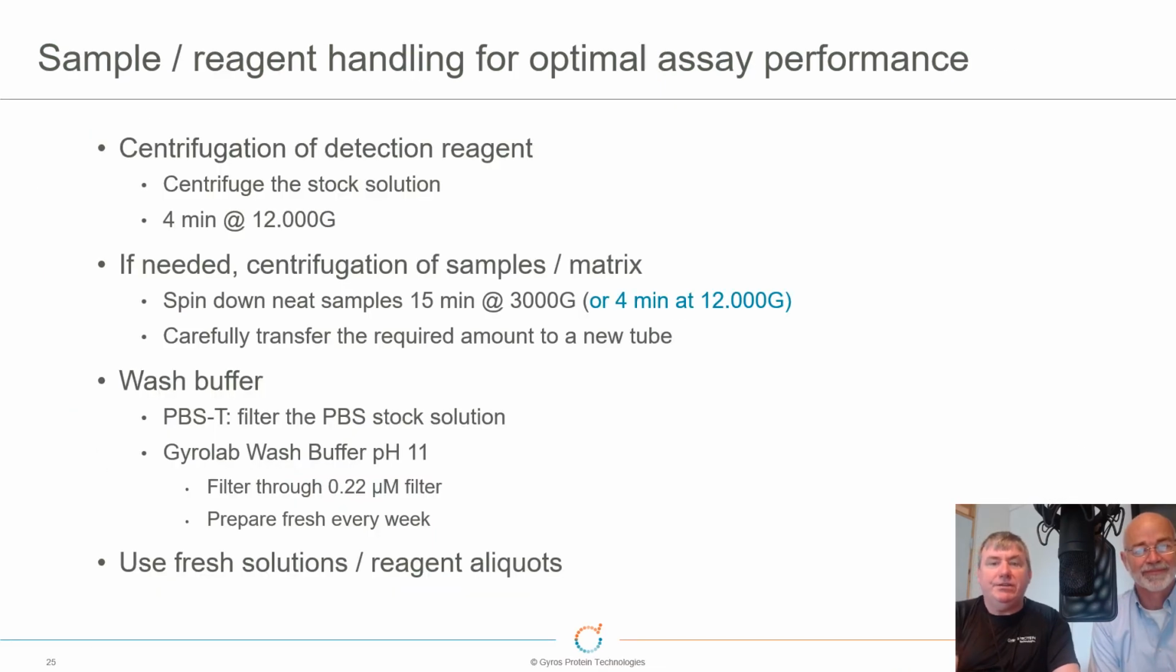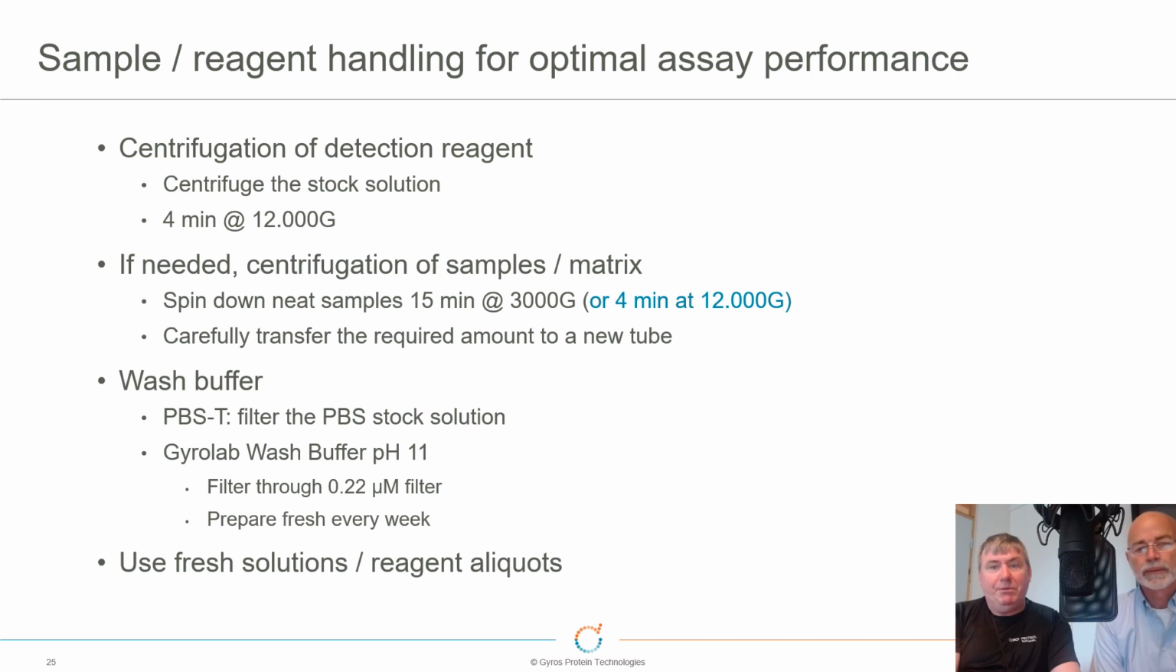So I think the key to good assay performance is to actually handle the samples and reagents in the right way. Spinning the detection reagent is a commonly resolved issue, and this is very important. Also, centrifugation of samples, and we find this particularly when people are thawing samples from the freezer. The freeze-thaw process can cause precipitation of proteins, etc. So vortexing, mixing samples, and also centrifuging can really help when assaying.